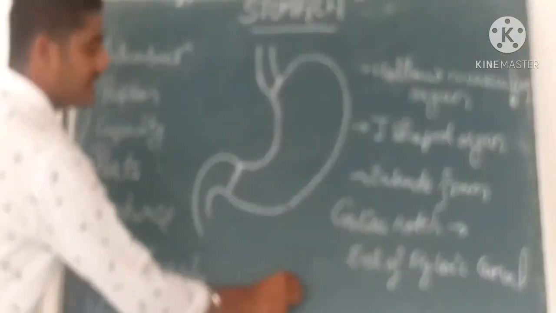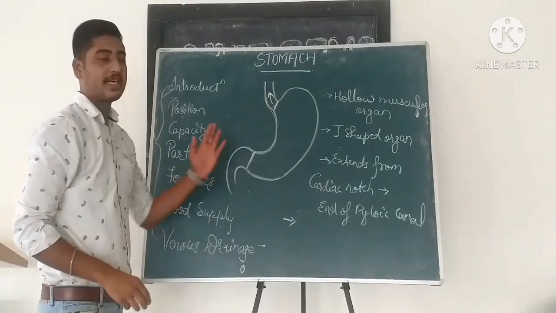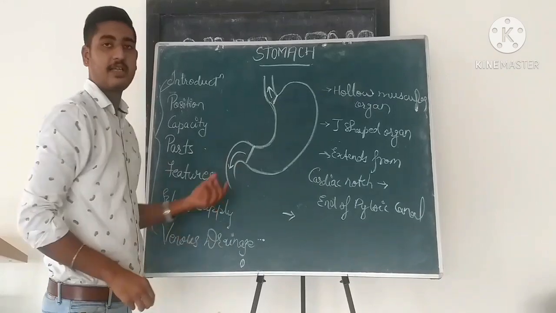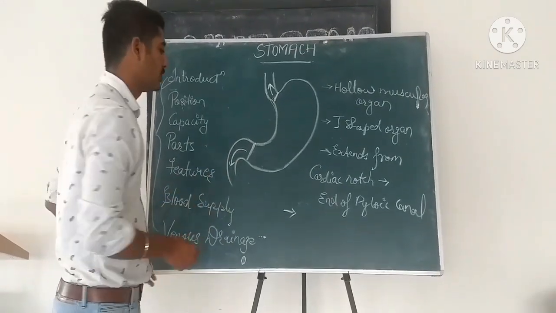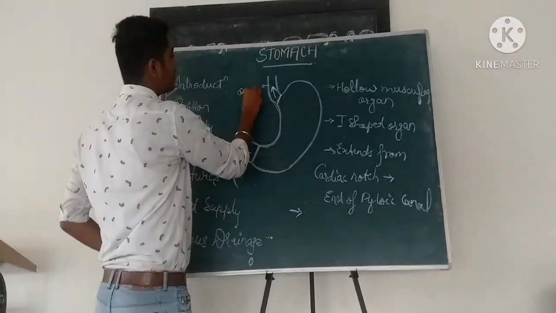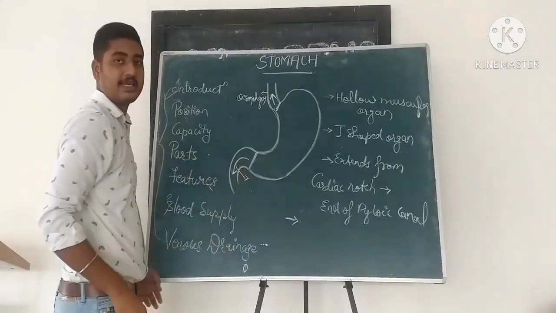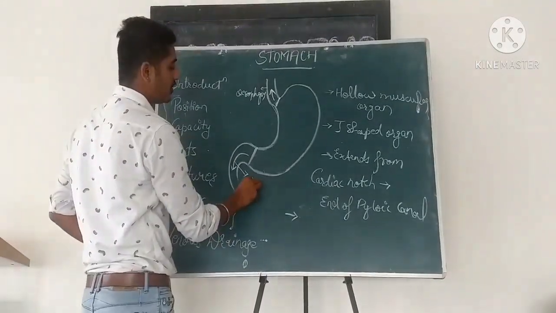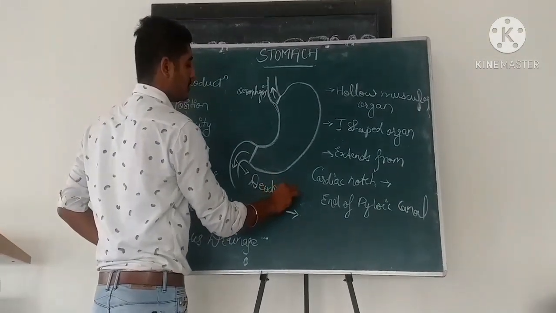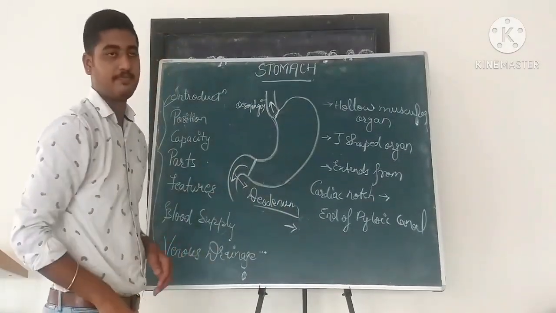And next thing we can add in the introduction is that the upper end continues as the esophagus and the lower end continues as the duodenum. So this is all about the introduction.